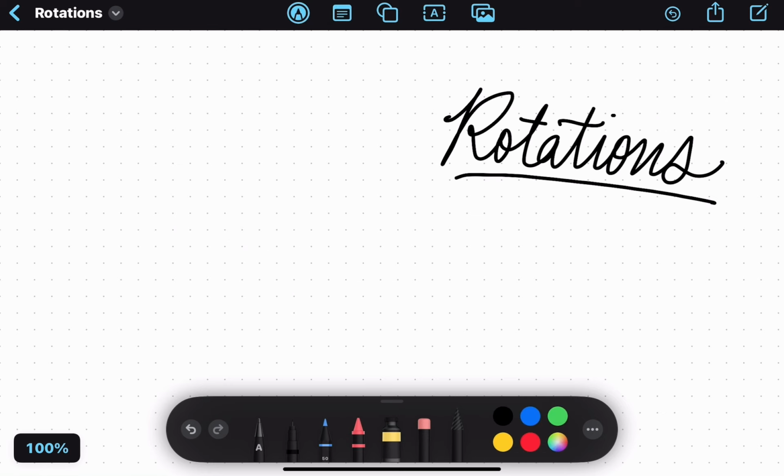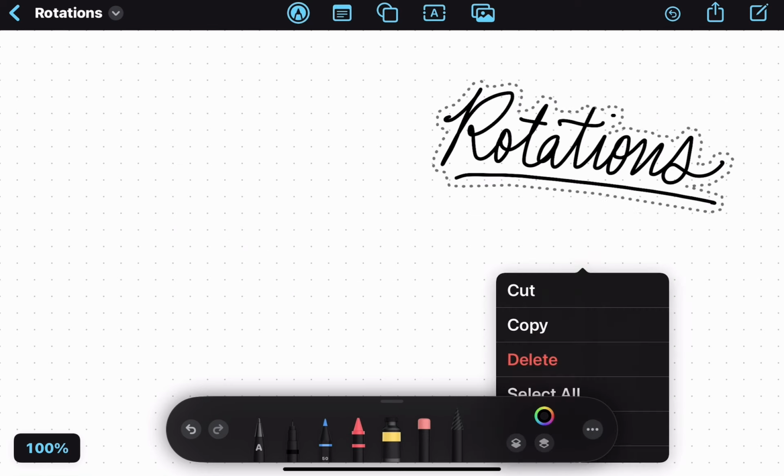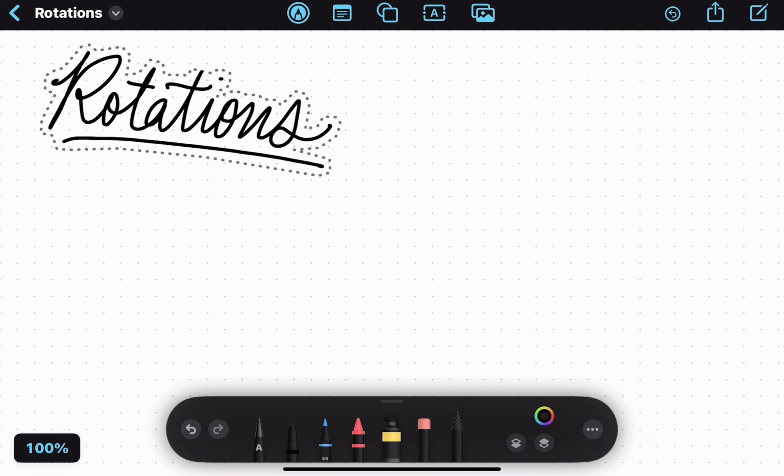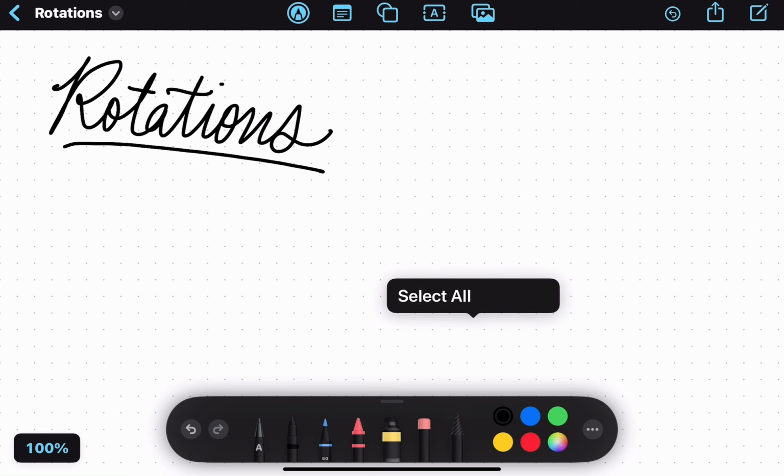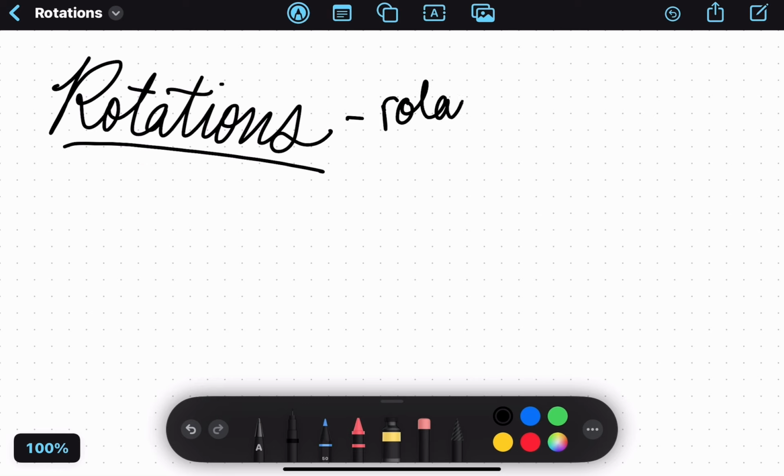So rotations, it's all in the name. When you perform a rotation, you're rotating something. So that will go there for our definition. You are rotating a geometric object.